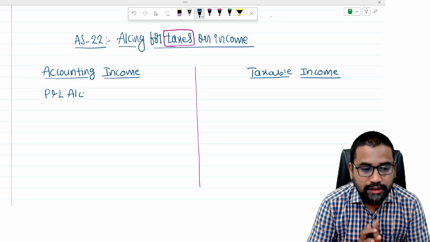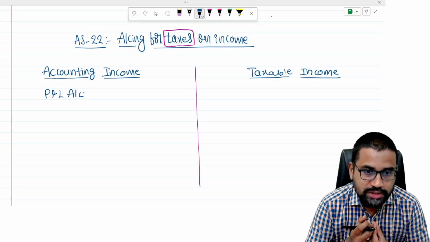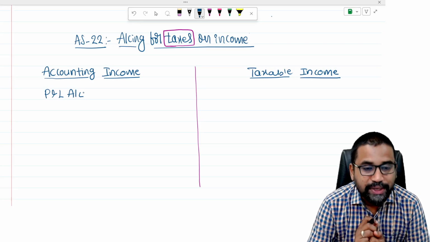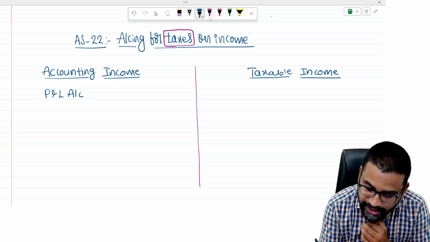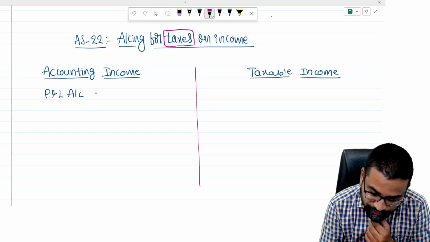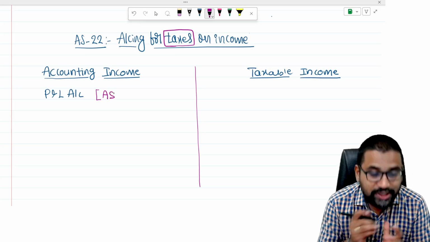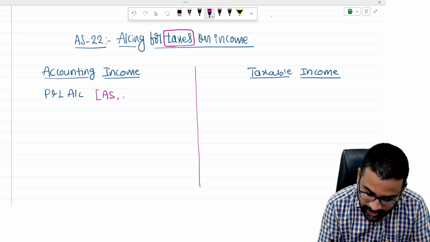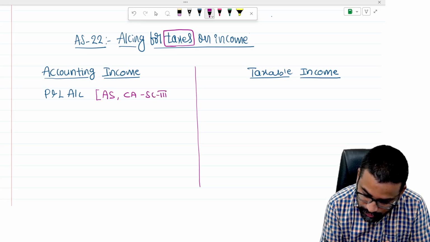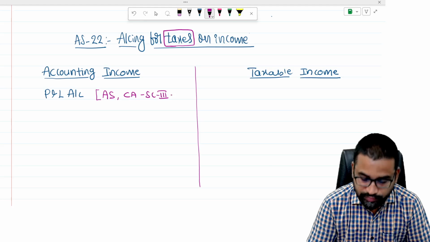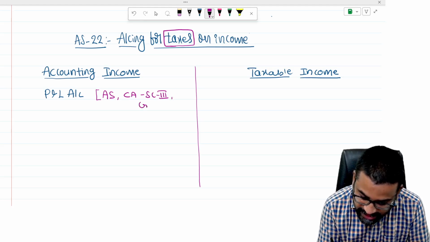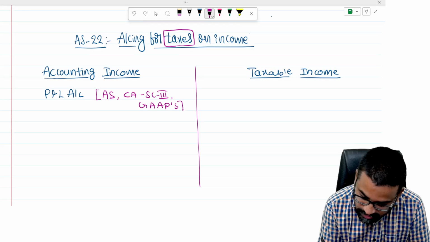Now, you tell me, on what basis do you prepare this P&L account? What is the source? Which guidelines do you follow to prepare this P&L account? To prepare this P&L account, we follow accounting standards, we follow Companies Act Schedule 3, and we follow some generally accepted accounting principles, GAAPs.